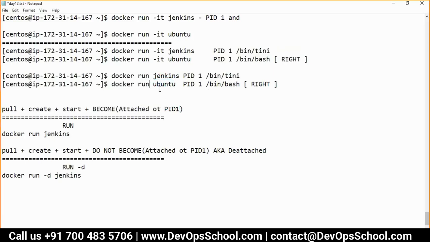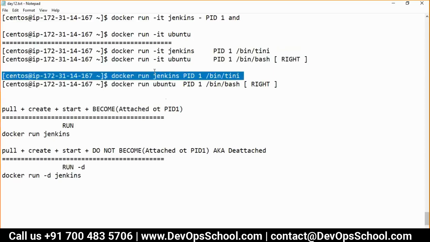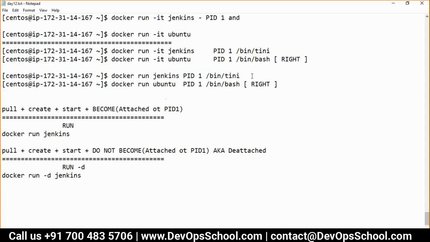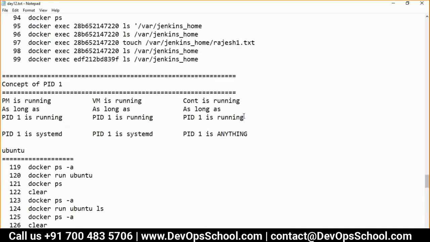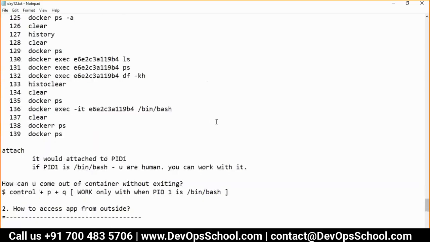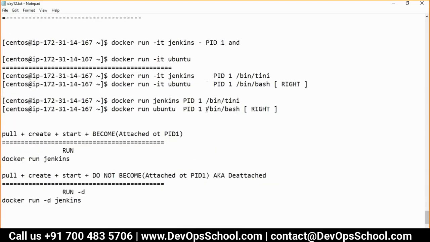Okay, it will go, but this one will exit. This one will not exit. Why? Because Tini will not exit, whereas the shell, bin bash, will exit. So the container will exit. The container will keep running here because of the behavior rule: PID 1 is running, so the container is running. Tini will keep running, bin bash will exit in the absence of a command.